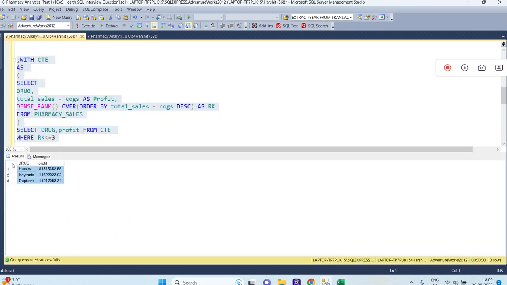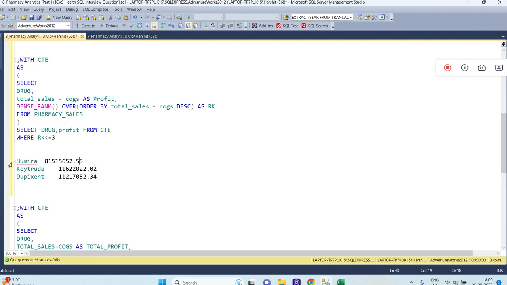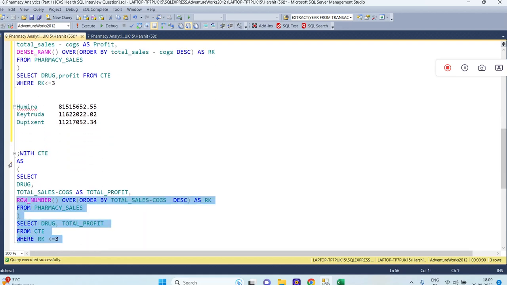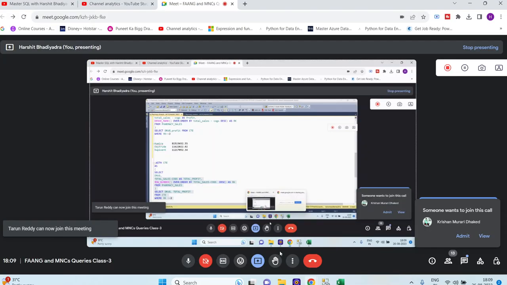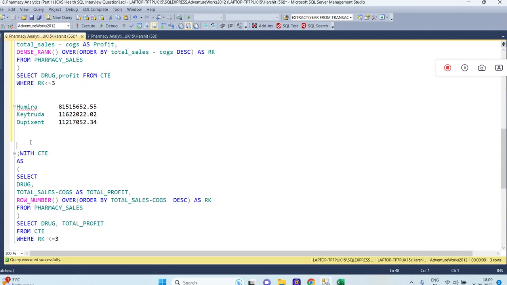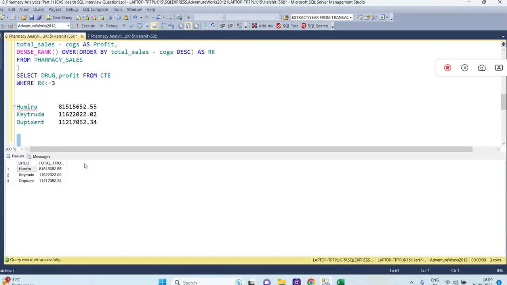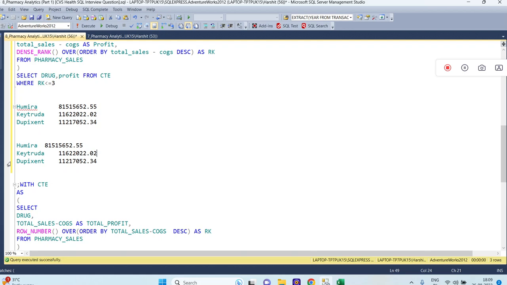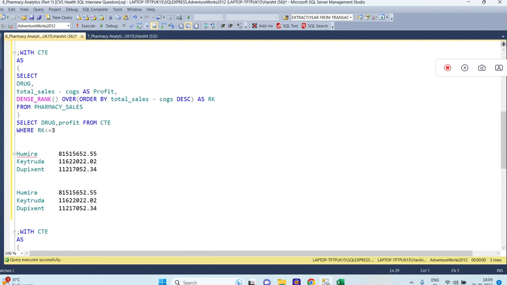So this is the result, right? Now let me copy this result over here. So these are the top three most profitable goods sold. So let me now write. Let me now execute this query, which is written with the row number function. If you see over here, that is also giving the same result, right? And now if you use the rank function instead of dense rank, then also it is giving the same result.